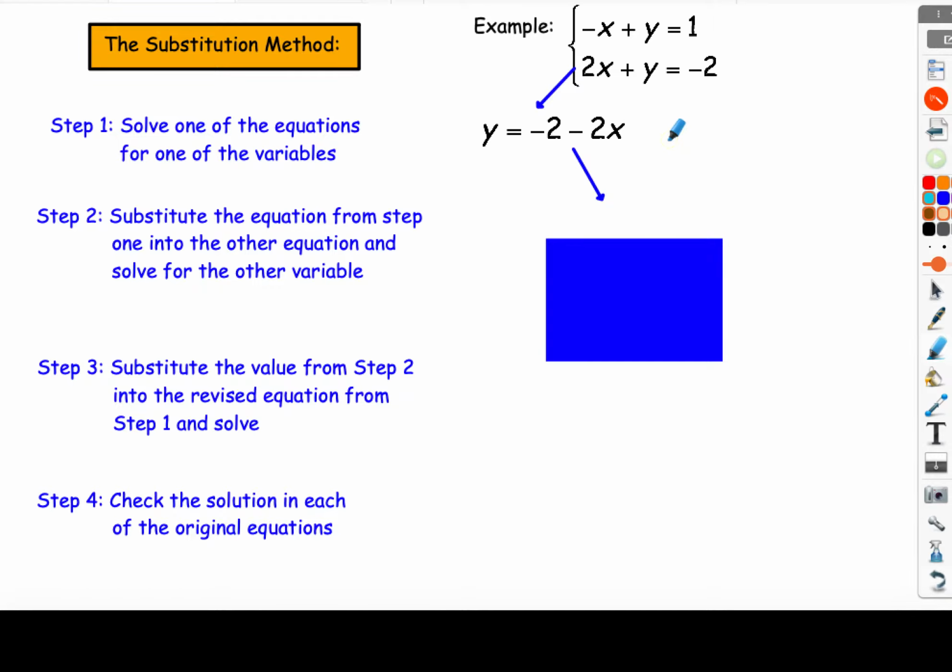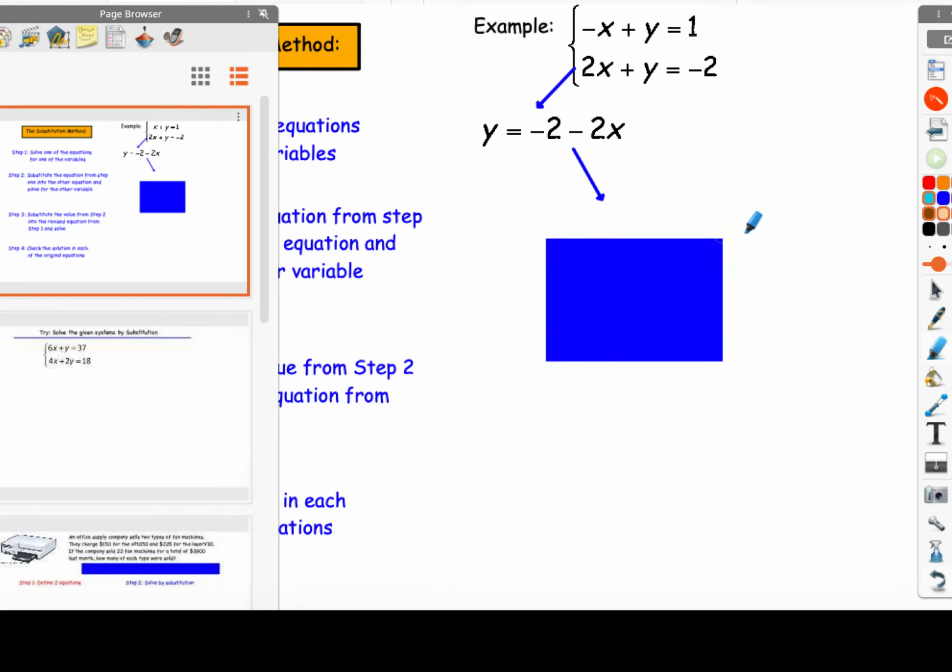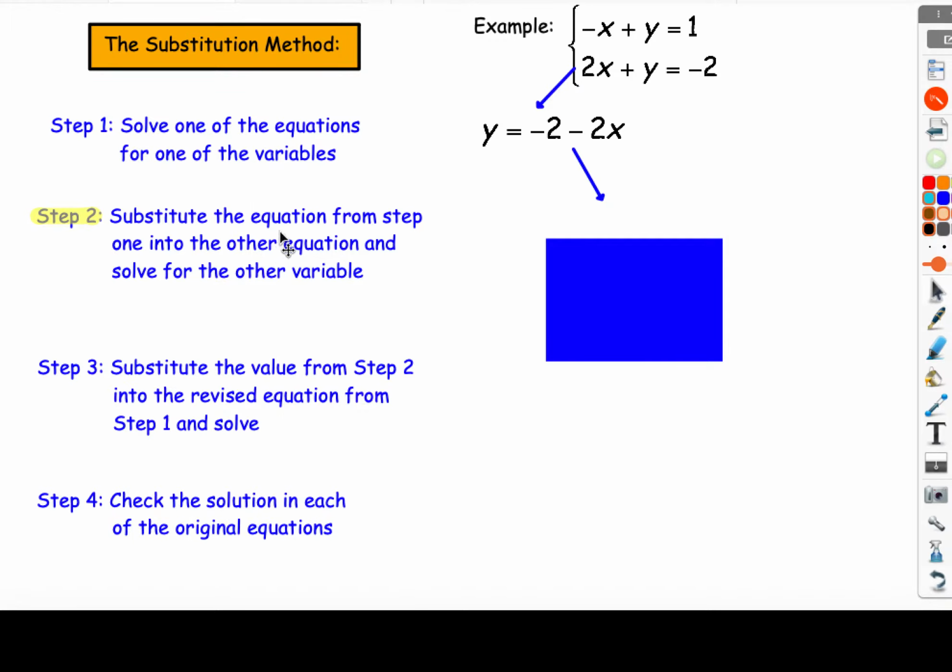Then comes the big move. Step number 2, the major step that we use for substitution here: substitute the equation from step 1 into the other equation and solve for the other variable. So again, we're going to take that y value out of the first equation, right? We're going to go up here and say, okay, well, if y here is equal to negative 2 minus 2x, then why not insert it for the y in that first equation?